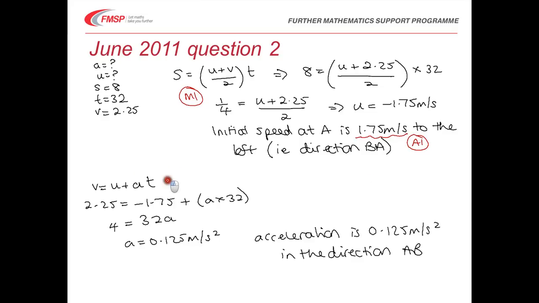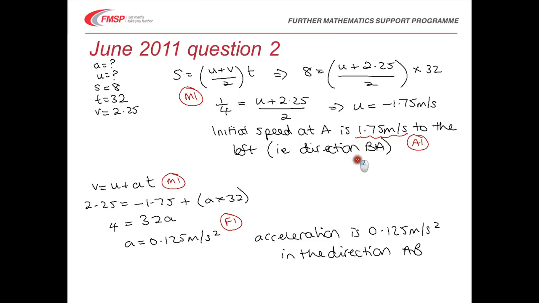Same thing for the second part, a method mark for using a Suvat equation correctly, and we get a follow-through mark here. Obviously if you didn't get your first one correct, you're not going to be able to get the second one correct, but you will get a follow-through mark here. The final mark is for correctly stating the direction of both answers.